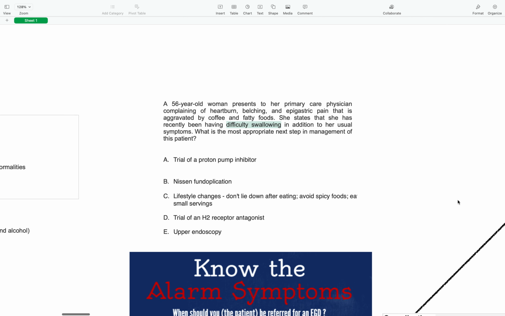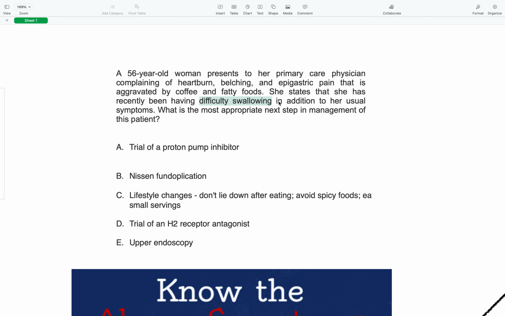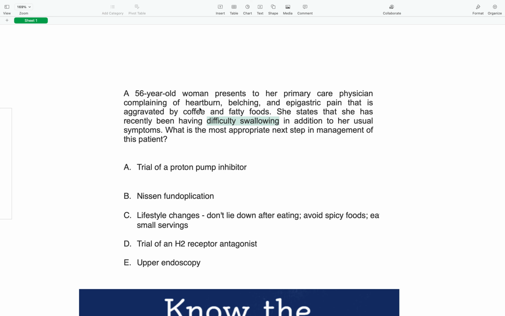So you have a 56-year-old woman who presents to her primary care physician complaining of heartburn, belching, and epigastric pain that is aggravated by coffee and fatty food. She states that she has recently been having difficulty swallowing in addition to her usual symptoms. What is the most appropriate next step in the management of this patient? Would you try proton pump inhibitors, do a Nissen fundoplication, recommend lifestyle changes, try an H2 receptor antagonist, or do an endoscopy?